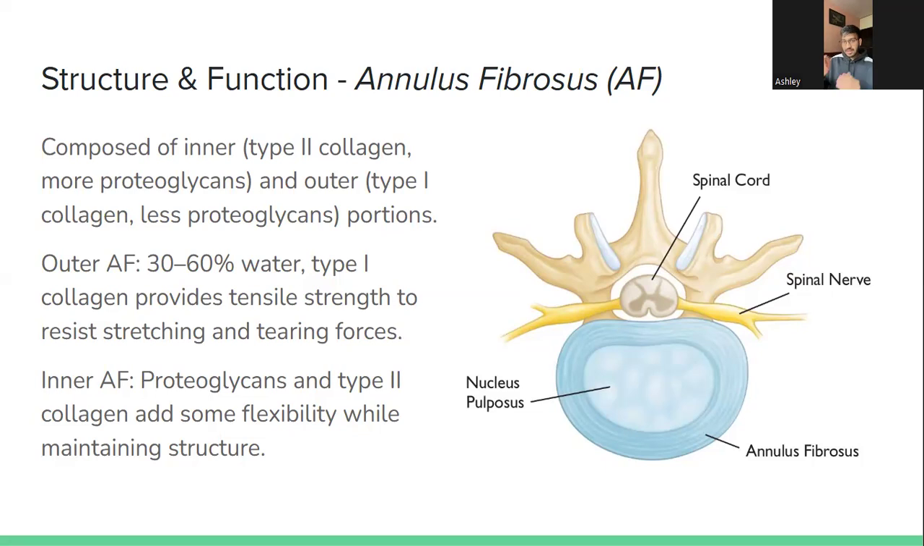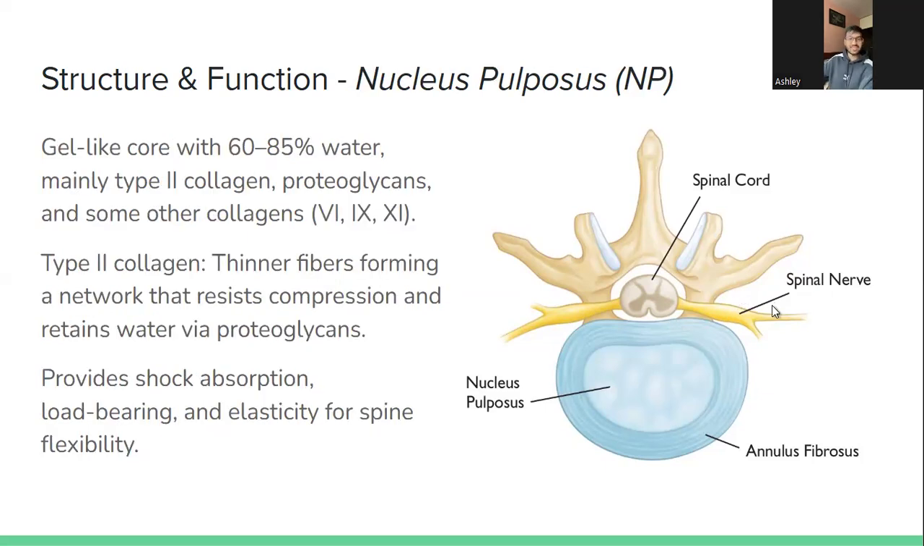Now, you can notice that there are a lot of circles in that annulus fibrosus. The further you go away from the nucleus pulposus, the more type 2 collagen and fewer proteoglycans there will be. And as you move toward the nucleus, you will see more proteoglycans and less type 2 collagen. Why? We will see now on the next one, which is the nucleus pulposus, NP. Here there's a major amount of water, right?